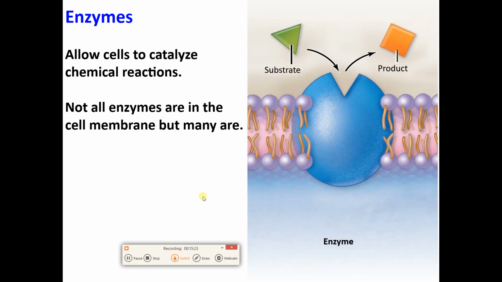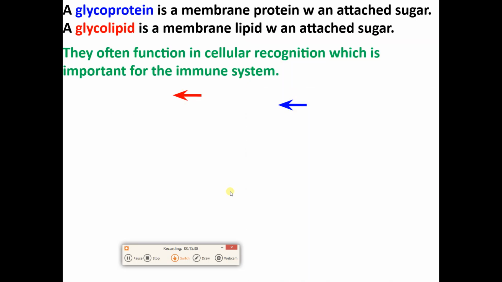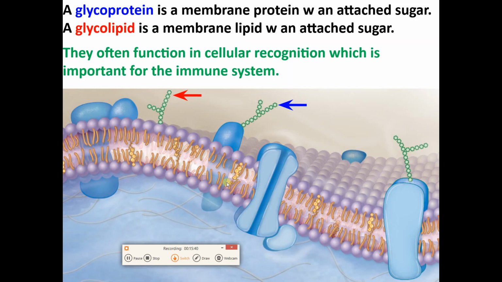All right, we've also got enzymes. Enzymes catalyze chemical reactions, help turn one chemical into another, help break things down. Not every enzyme is a membrane protein, but many of them are. All right, cool. So that's it for our different functional types of proteins.